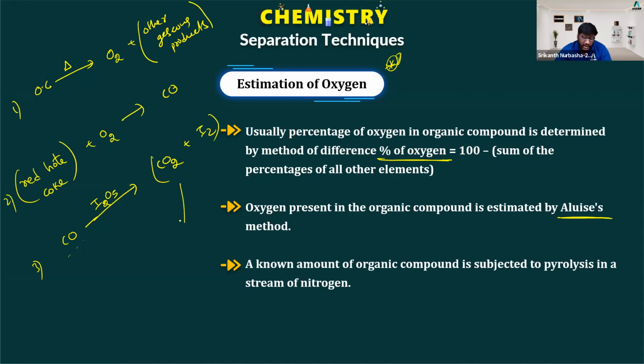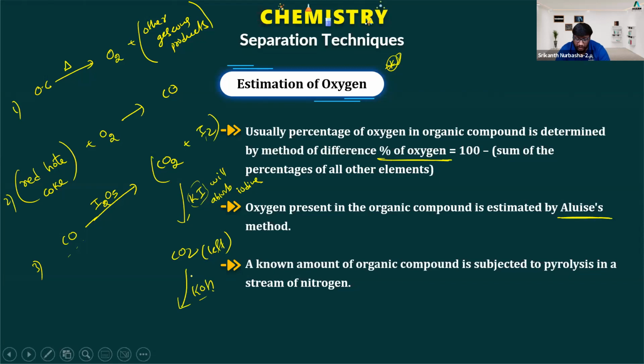They are passed through KI solution. KI will absorb what? Potassium iodide will absorb iodine, not carbon dioxide; KI, not KOH. The resulting gases, CO2 and I2, are passed through potassium iodide, which absorbs iodine. Whatever CO2 is left out is then passed through KOH.